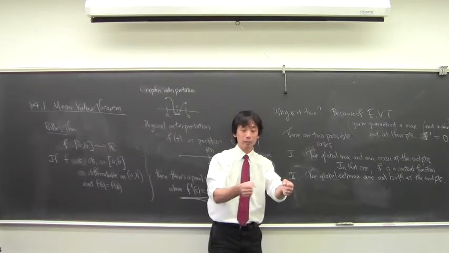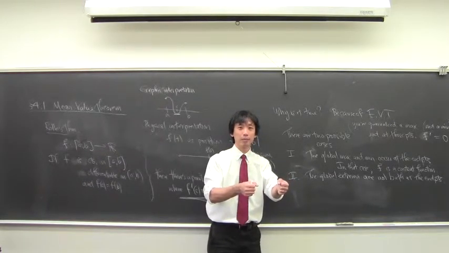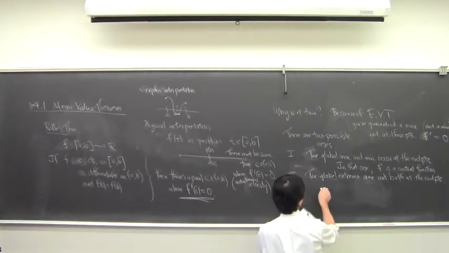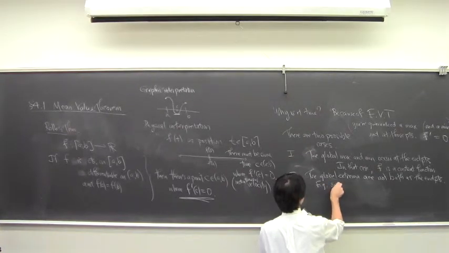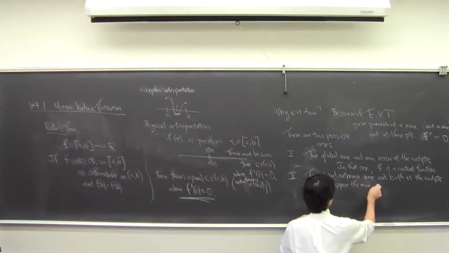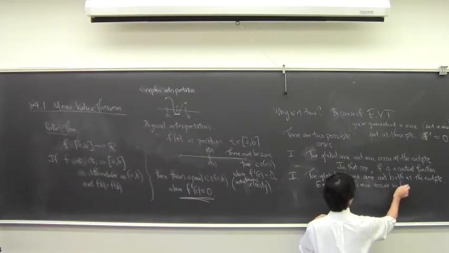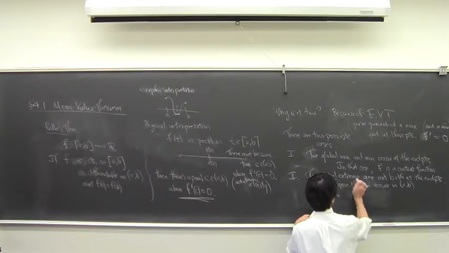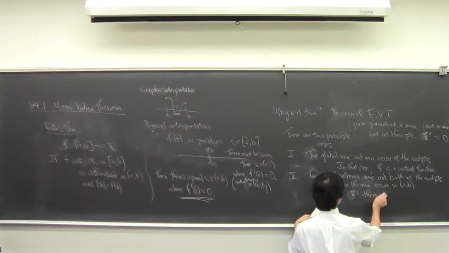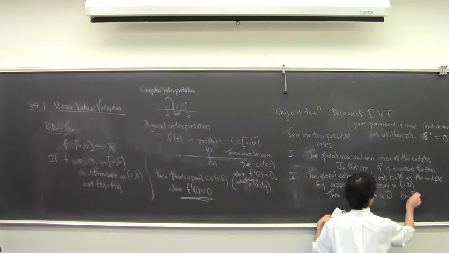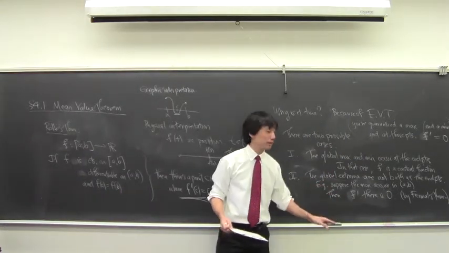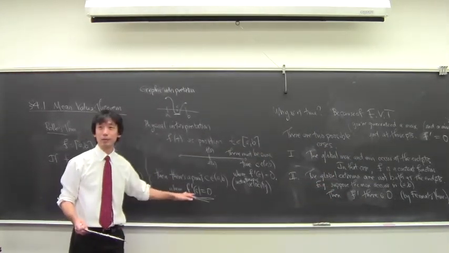Let's say the max is not at the endpoint. Then where is the derivative equal to 0? Jennifer? At the max. Exactly. So, for example, suppose the max occurs in AB, then f prime, the derivative there is 0, right, by Fermat's theorem. And so you've found the place where the derivative is 0.